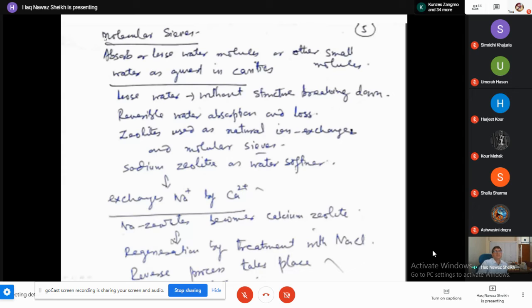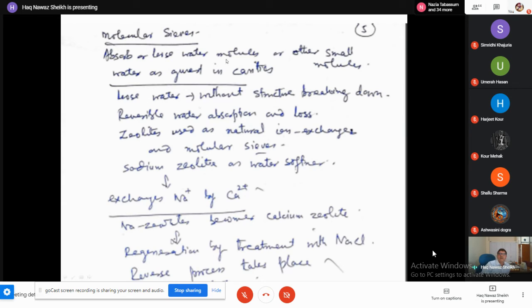So they serve as molecular sieves. They can absorb or lose water molecules quite easily. This process is reversible, and water molecules can occupy those voids or those channels, and when heated, it can be lost also. And the structure of the zeolite does not break down in this process.